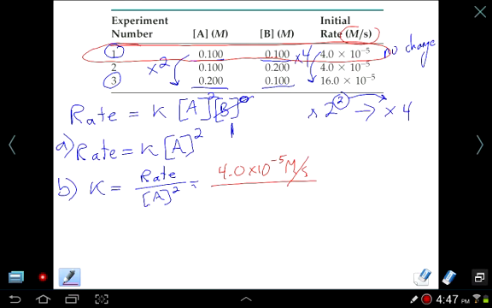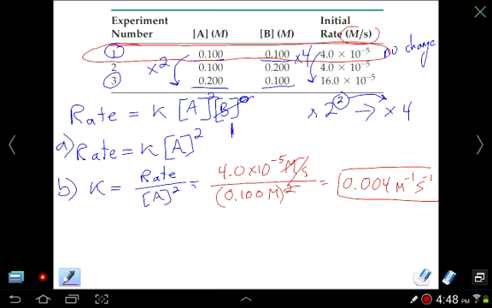Divided by the concentration of A, which is 0.100 molar, and then we have to square this number. If you plug all this in, we should get 0.004 for the value. For the units, because one of the molarities cancels out, one more molarity is left there, so we get molarity to the negative first and seconds to the negative first for our constant.